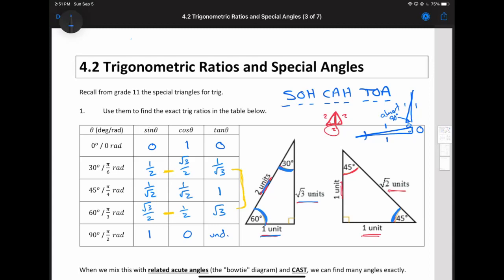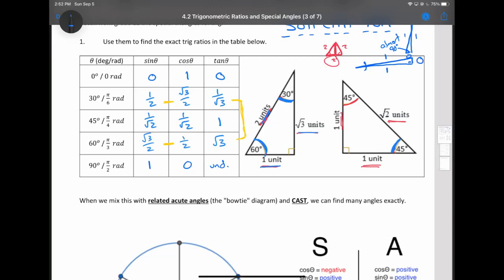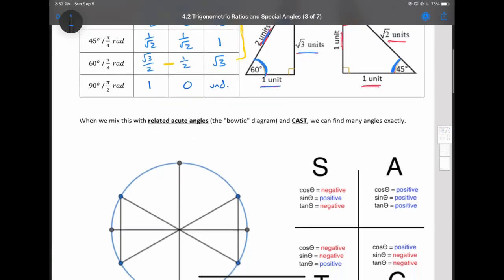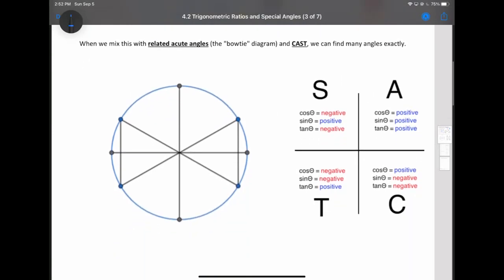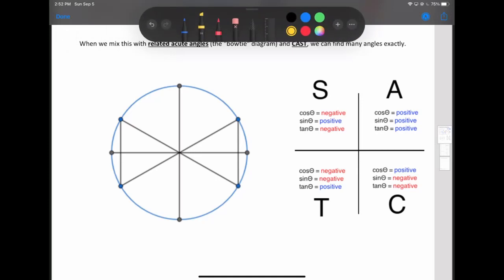What we want to do is be able to expand that to a whole bunch of other angles within this circle. So now we're going to introduce something called the related acute angles, which I refer to as the bow tie diagram. I think that diagram right there will show you why I call it the bow tie diagram. I want you to think about this as being a beautiful bow tie. I think you might wear it to a formal event, except yours probably wouldn't be pastel yellow. The reason I call it the bow tie diagram is because of the shape.